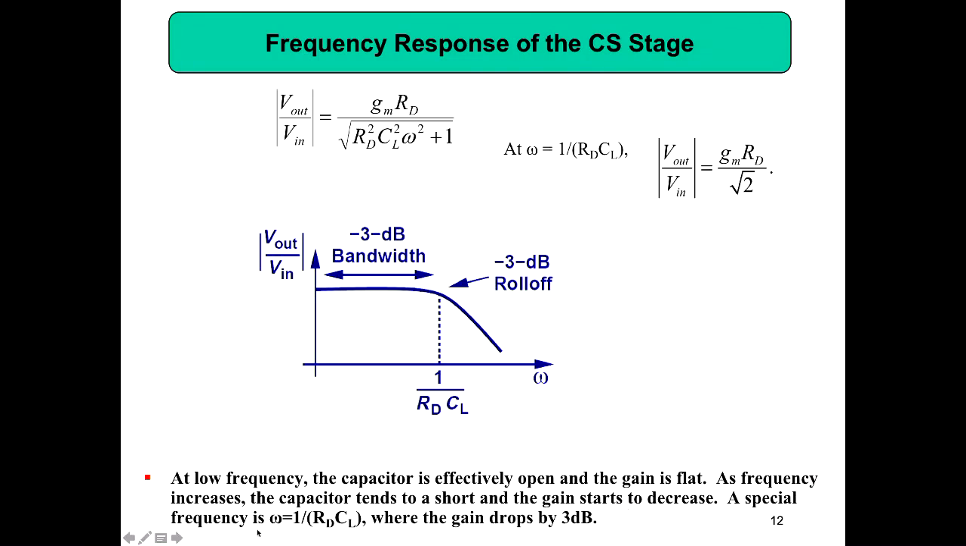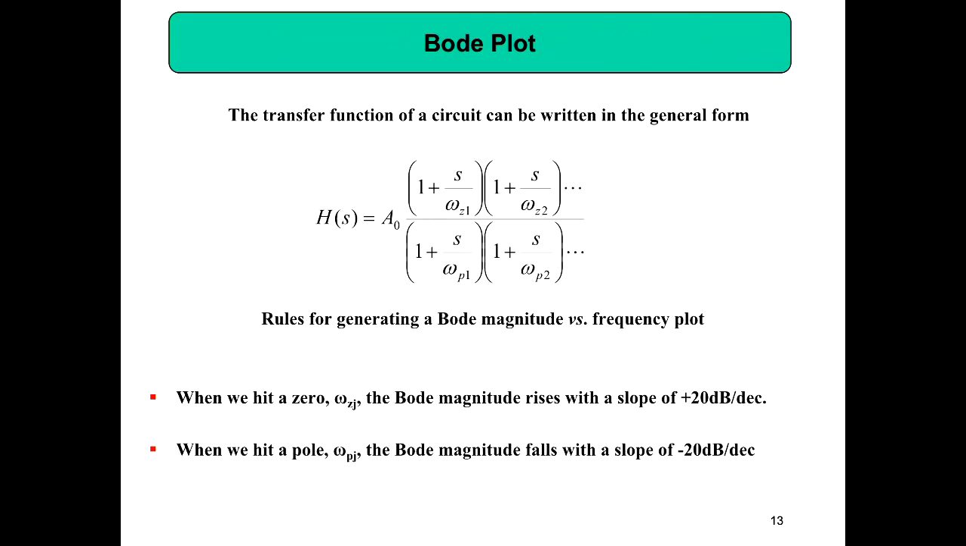At a special frequency, omega equal to 1 by RDCL, the gain drops by 3 dB. So that is the acceptable limit. Up to here, all the frequencies are amplified uniformly, so that is the reason we take the minus 3 dB point. Before that is the bandwidth. That's the definition of bandwidth, everything before the minus 3 dB point.